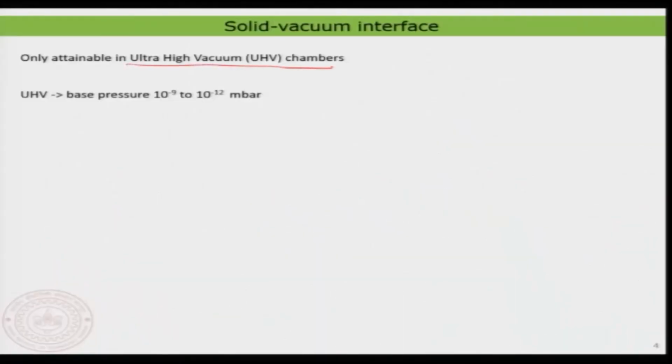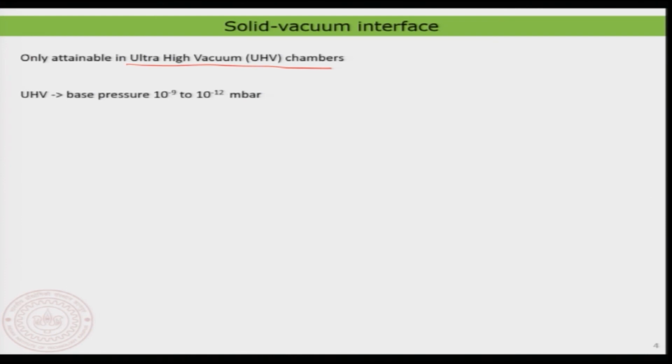Good. So, solid vacuum interface. When you talk about the solid vacuum interface, either you take your solid to outer space, as you have seen in the photograph that I showed you in the beginning, or else you need to prepare a solid vacuum interface in the laboratory. Then you need to have something called an ultra high vacuum chamber. We will have a look at the ultra high vacuum chamber, but before that there are some important parameters that we need to get used to in order to understand it.